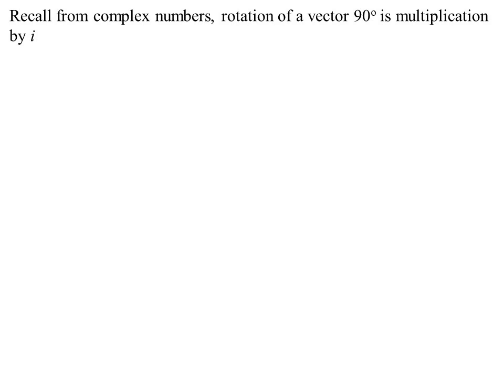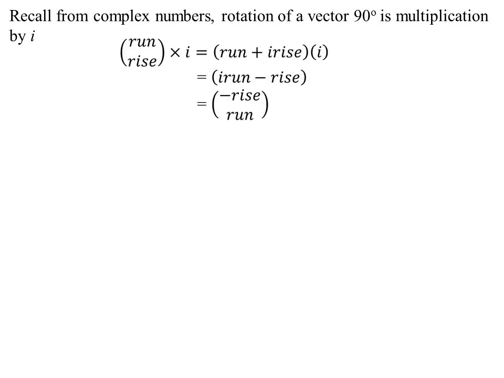Let's go back to complex numbers. And remember we said multiplication by i is rotation of 90 degrees. So when we talk about the slope, now with direction vectors it's run over rise rather than rise over run. So if I'm going to rotate this vector, if its direction vector is run over rise, I'm going to multiply it by i, which should mean its rotation of 90 degrees.